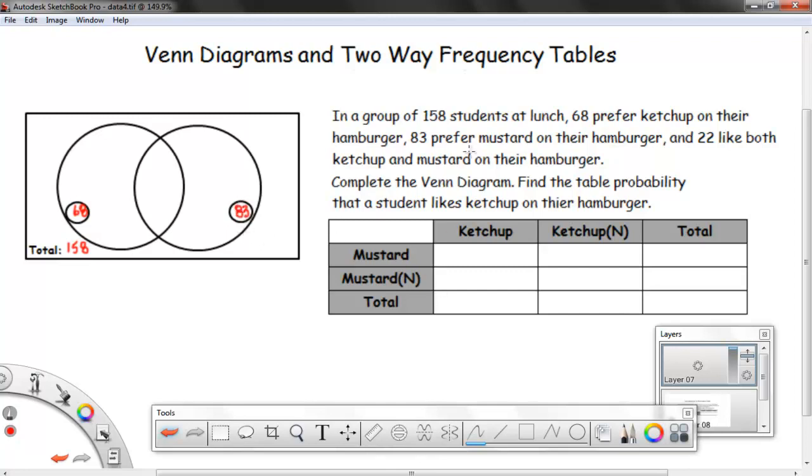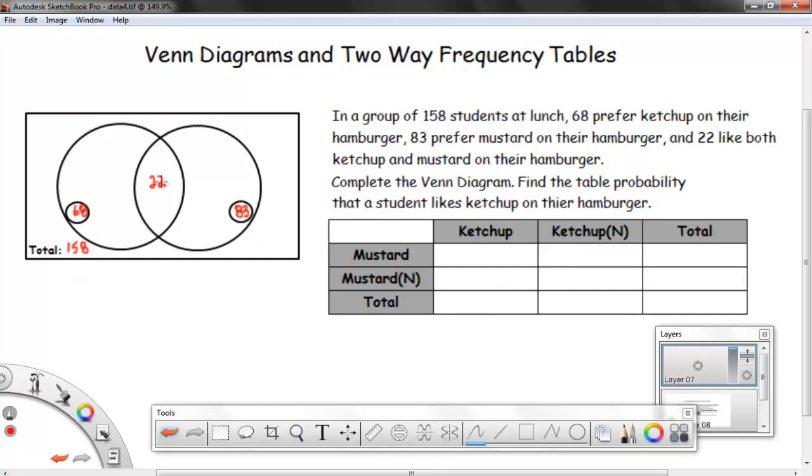And then it also gives me that 22, those that like both. So that will be the yes, yes. Now somewhere along the way, I have to find a no, no. To be able to find that no and no, what I need to do is find out the column only for ketchup, those that like ketchup without mustard, and then those that like mustard without ketchup. So those are the two things I need to find.